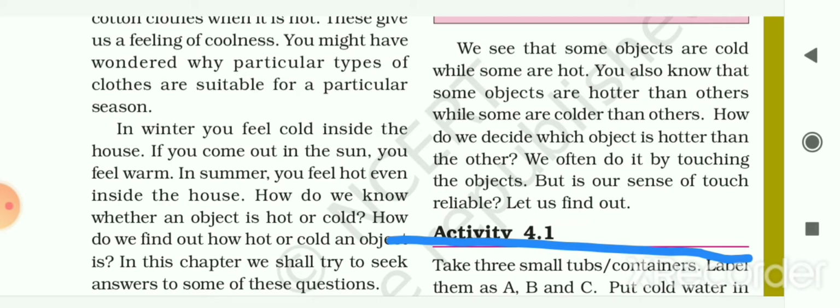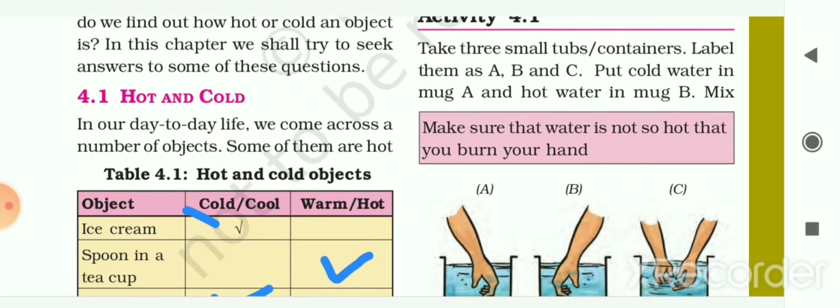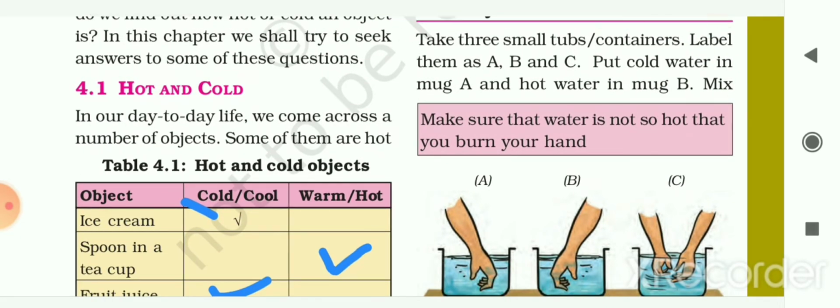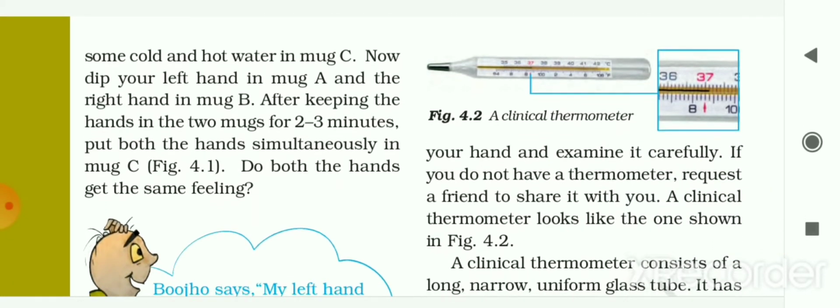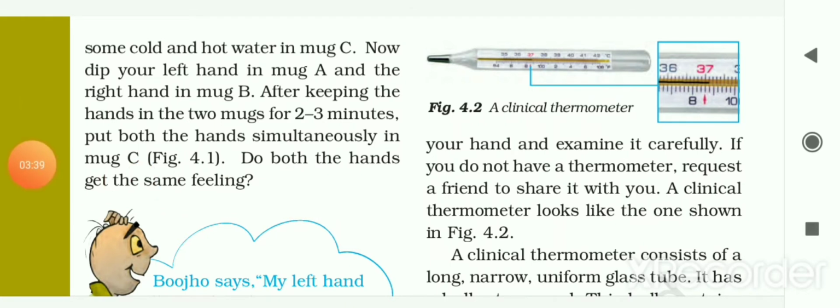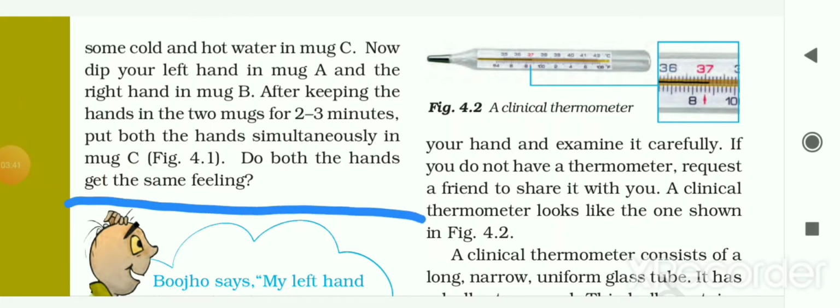We often do it by touching the objects. But is our sense of touch reliable? Can we trust that sense? Now for that, let me find out with this one activity. Activity 4.1. For that, take 3 small tubs or containers, label them as A, B and C. Now put cold water in mug A, hot water in mug B and mix some cold and hot water in mug C. Now dip your left hand in mug A and right hand in mug B.